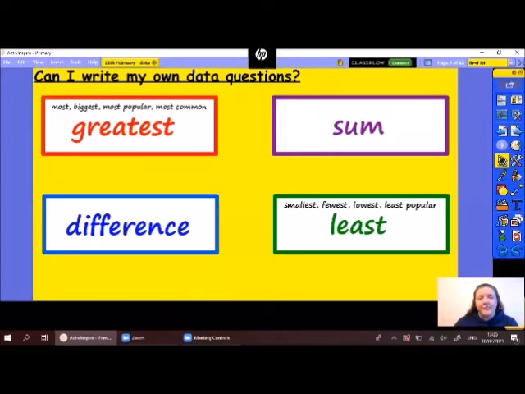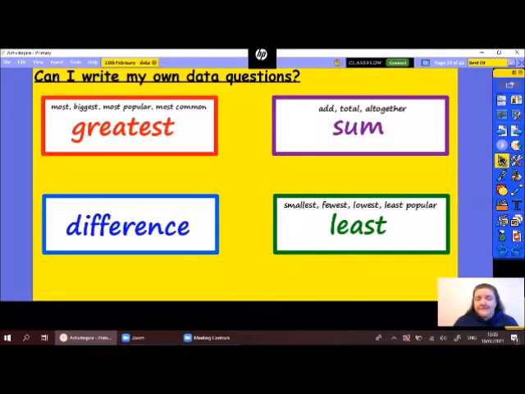Next, we're going to look at the purple one, the word sum. Now, we looked at the word sum yesterday. Can you remember what it means? Yeah, it means to add numbers together. If you're finding the sum of 2 numbers or 3 numbers or 4 numbers, it just means you're adding them together. And other words you might use when you want people to find the sum of something is to use words like in total or altogether.